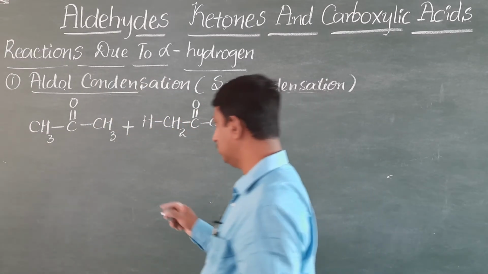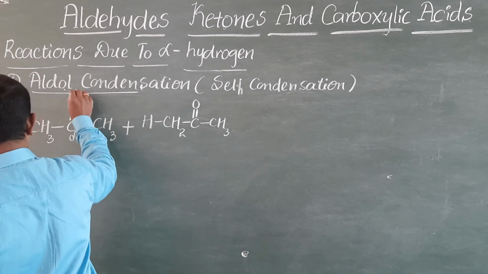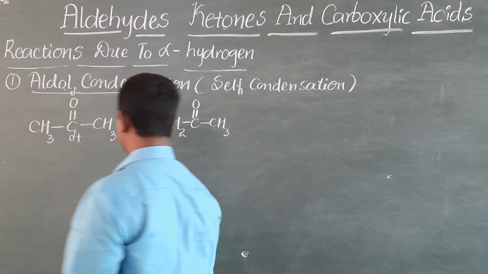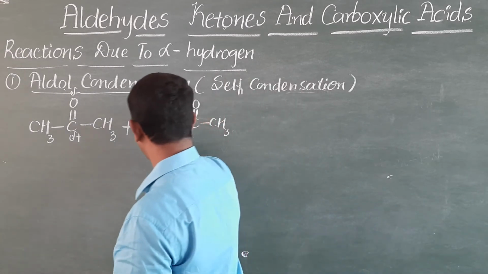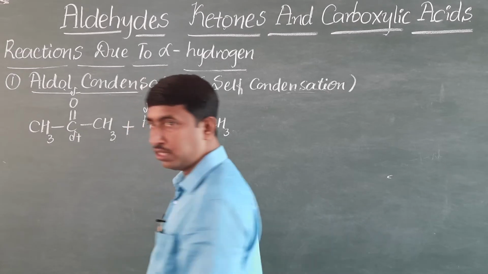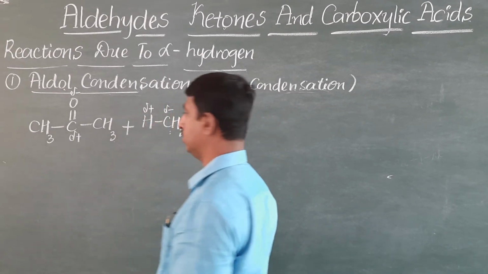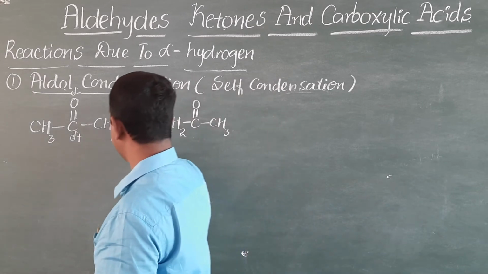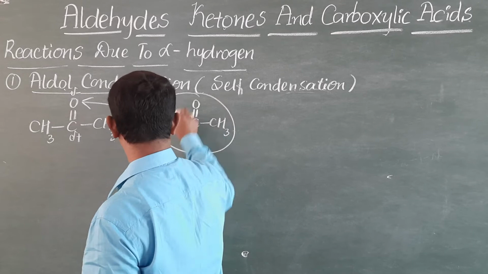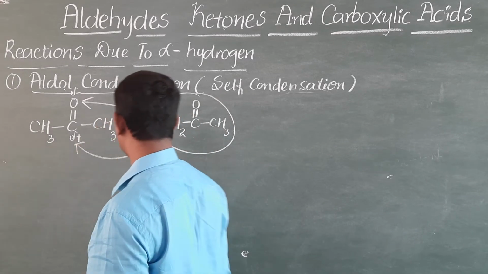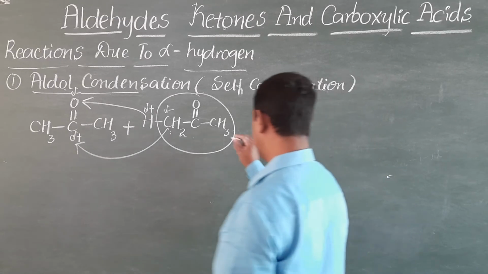Let us write the polarities. So carbon carries positive charge, oxygen carries negative charge. That is in the first molecule. In the second molecule, see, this is acidic, the alpha hydrogen is acidic. This carbon carries negative charge. So let us add these two groups. It is added to the carbon. Hope there is no doubt in this.